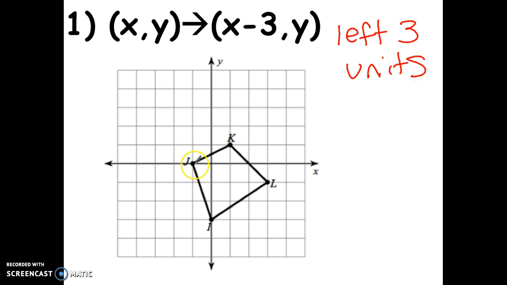So let's start with J, left 3 units. 1, 2, 3. And this is now J prime. 1, 2, 3. K prime. 1, 2, 3. L prime. 1, 2, 3. I prime. Don't forget to connect those points to actually create the figure. And there you go.